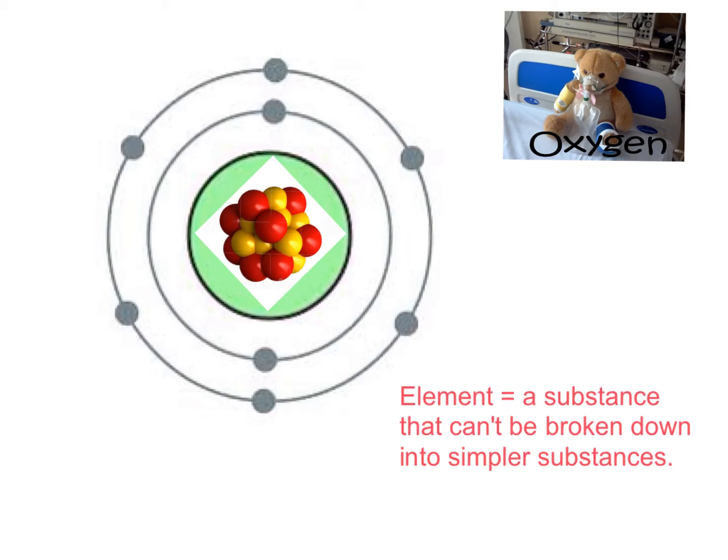Almost 21% of our atmosphere is oxygen, and it's necessary for life on this planet. We can't live without oxygen. Oxygen is an element. It's made up of one type of atom. So all of the atoms that make up oxygen are going to look pretty much the same.